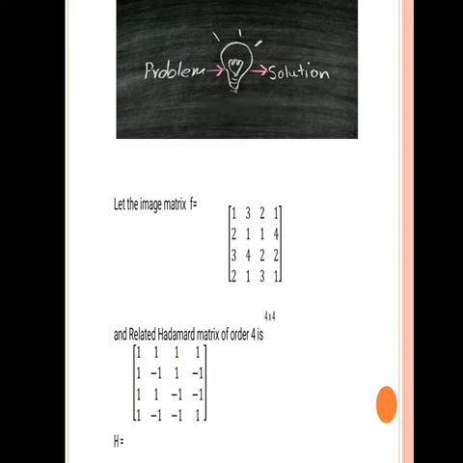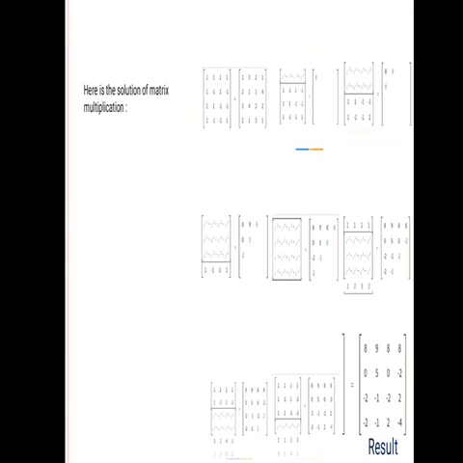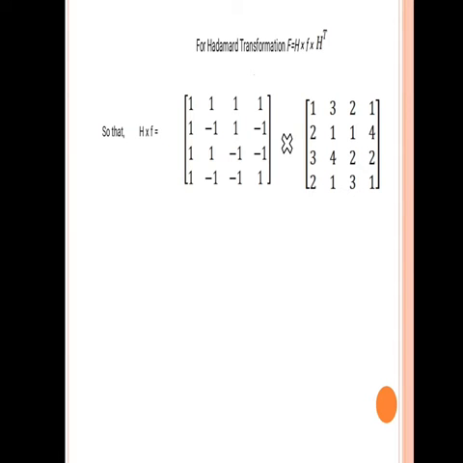Assume that small f represents the image matrix. We can easily produce the image matrix with the help of MATLAB. In our case, the image matrix is 4 cross 4. So the related Hadamard matrix of order 4 is capital H as below. For Hadamard transformation, capital F is equal to H into f into H transpose.